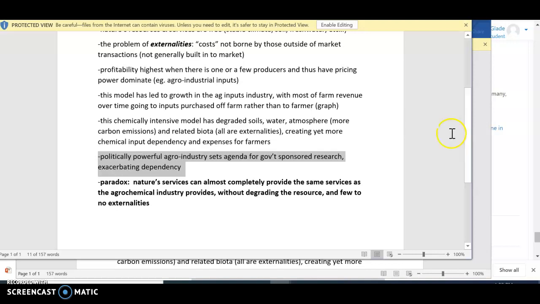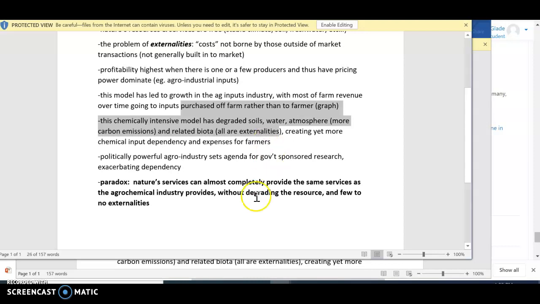So the paradox here is that nature's services can almost completely provide the same services as the agrochemical industry provides, and with few to no externalities, okay? So we don't really need to have these degraded soils, water, atmosphere, and biota, but we do because of the nature of our system, all right?